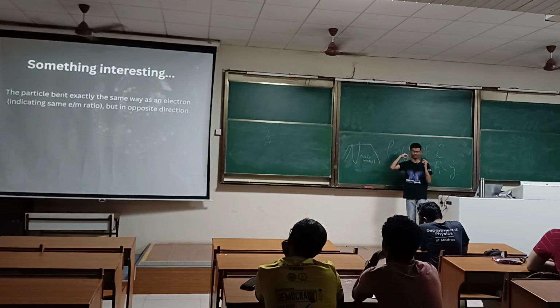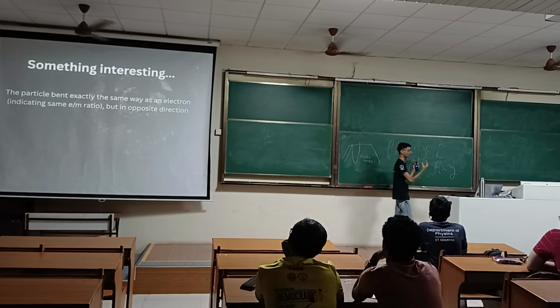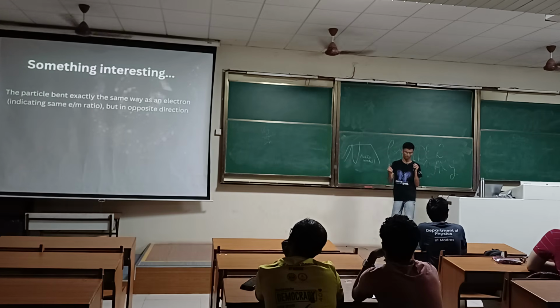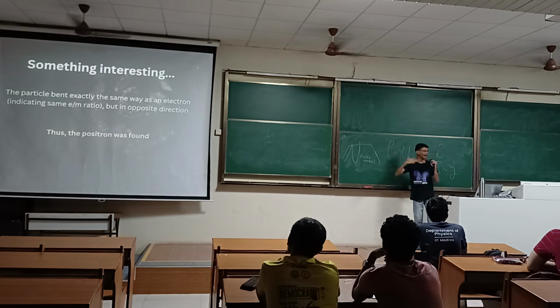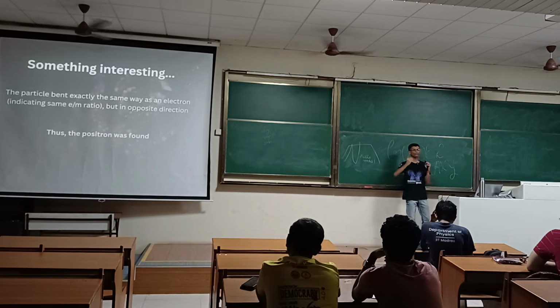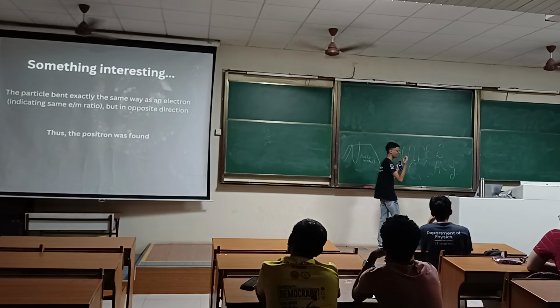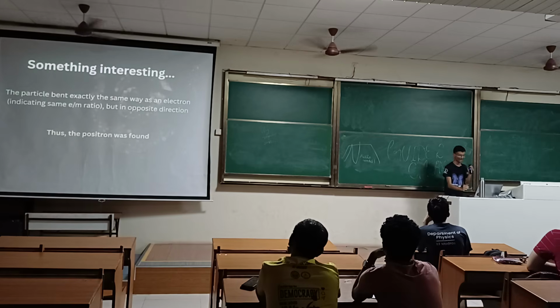But since it bends in the exact way of an electron, you know that its charge to mass ratio is the same as an electron, but in the opposite direction, basically the opposite charge. So this was the first experimental observation of a positron, which was an antimatter particle. This is one of the first indications that whatever we thought were the elementary building blocks of this universe were not really the complete picture, and there was more to it.